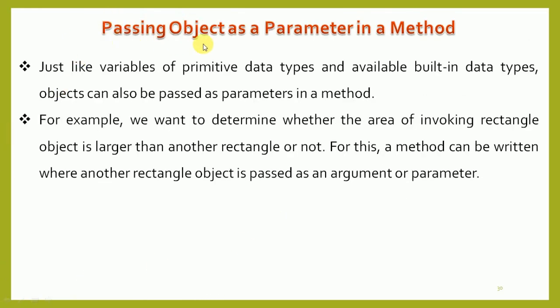Passing objects as parameters in a method: just like variables of primitive and built-in data types, objects can also be passed as parameters to methods in Java programming. For example, we want to determine whether the area of the invoking rectangle object is larger than that of another rectangle object or not. For this, a method can be written where another rectangle object is passed as an argument or parameter.